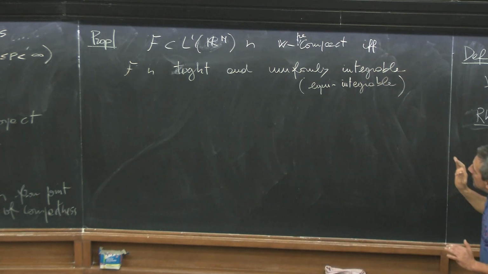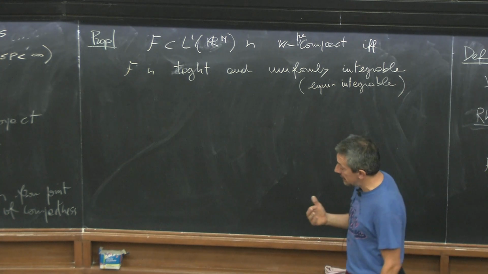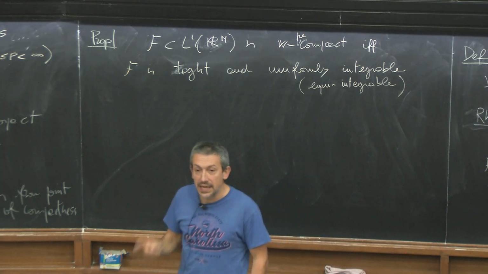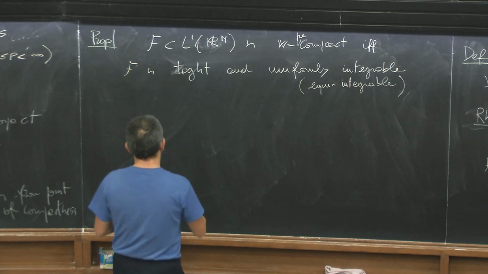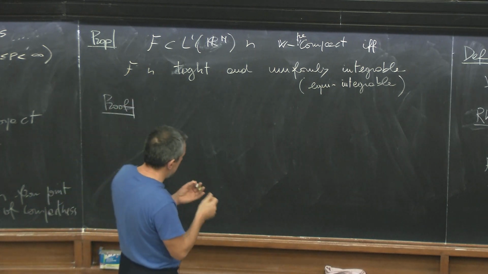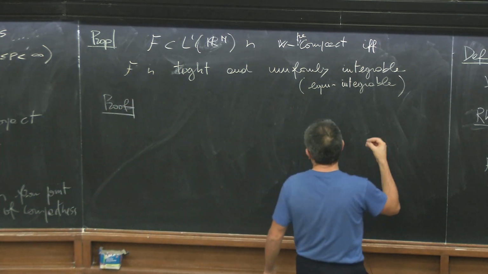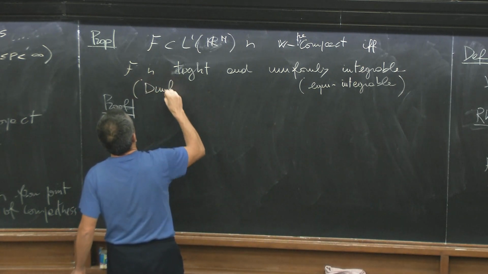Okay, I don't want to say what equi-integrable is, so I want to let you discover step by step. And the idea to prove this is, my feeling is, it's always better to think what can go wrong. Okay, this criterion is called the Dunford-Pettis, and it's quite important.